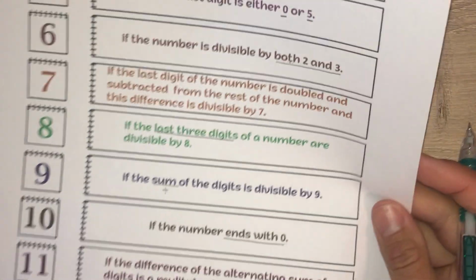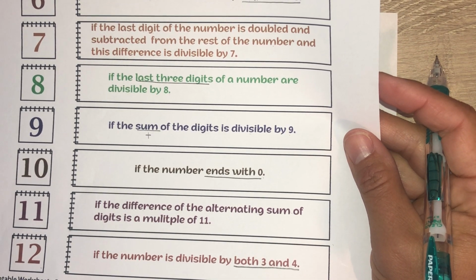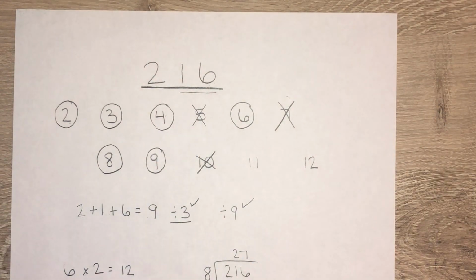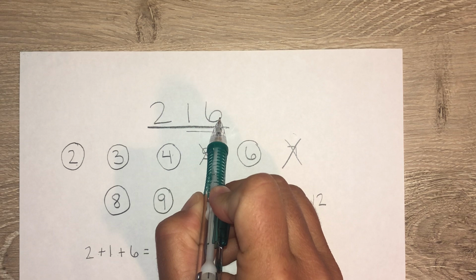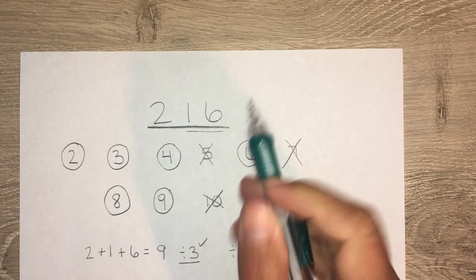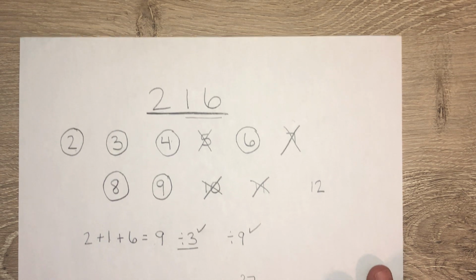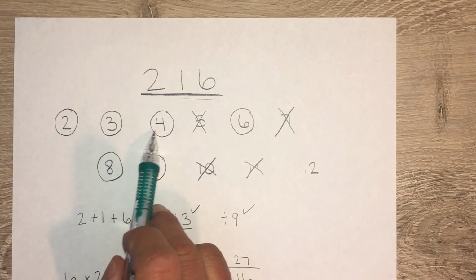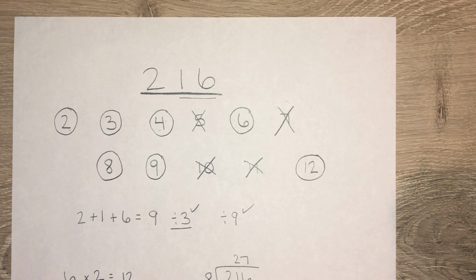The rule for 11, here we go again. If the difference of the alternating sum of the digits is a multiple of 11, I believe that means if we add 2 and 6, we would get 8, which nothing times 11 is 8, so it is not divisible by 11. And the rule for 12 is if it's divisible by both 3 and 4, and in this case it is, 3 and 4 are circled, we're also going to circle the 12.